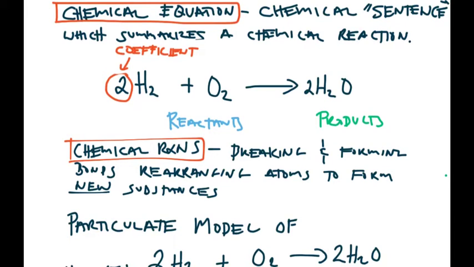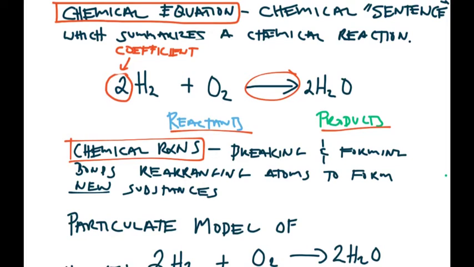Chemical equations are like chemical sentences, which basically summarize a chemical reaction. On the left side of this sentence, if you will, are what we call the reactants. In other words, what's reacting. On the right side are what we call the products, or what is produced. The arrow tells us the direction in which the chemical reaction is going, and it usually goes from left to right.